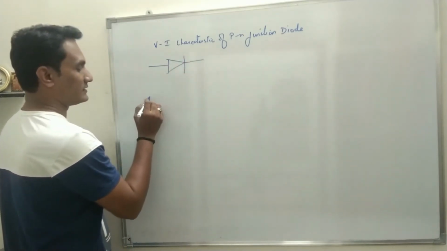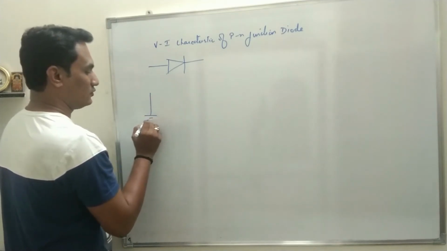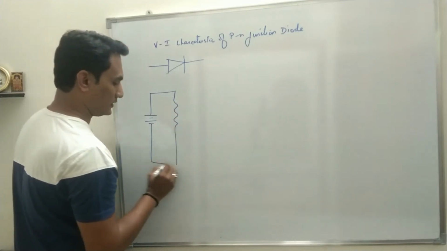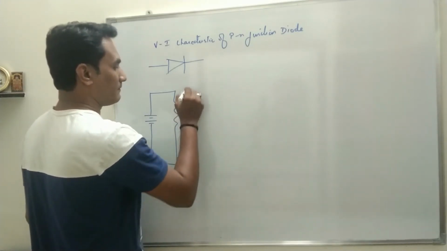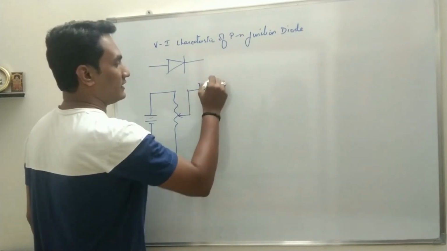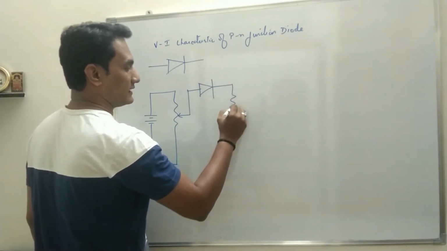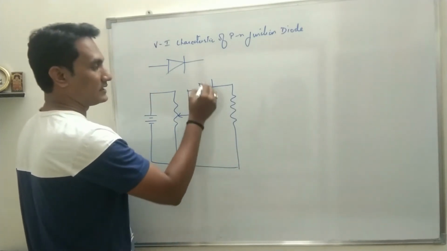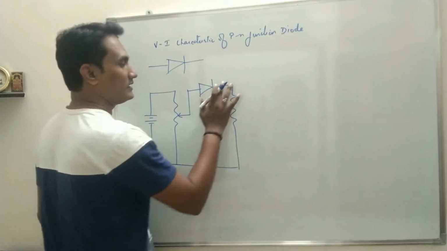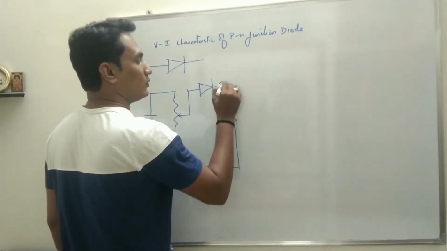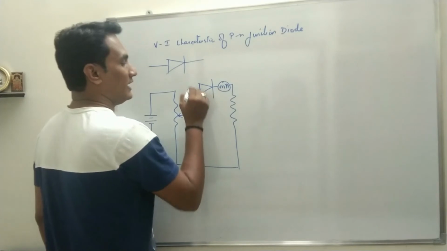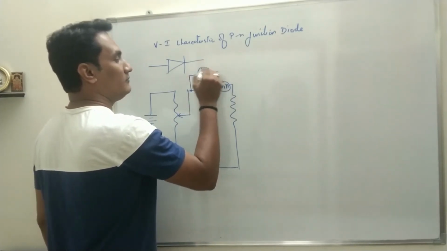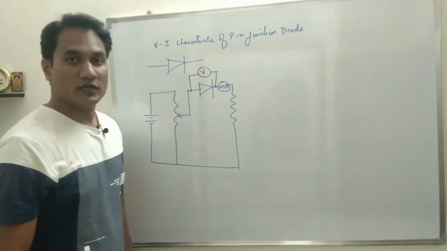In forward characteristics, to a variable potential we connect the PN junction in forward bias condition. This is the circuit diagram. PN junction diode is connected in forward bias condition. If you want to measure the current, a milliammeter has been kept here, and if you want to find out the voltage, the voltmeter will be connected in parallel to the PN junction diode.